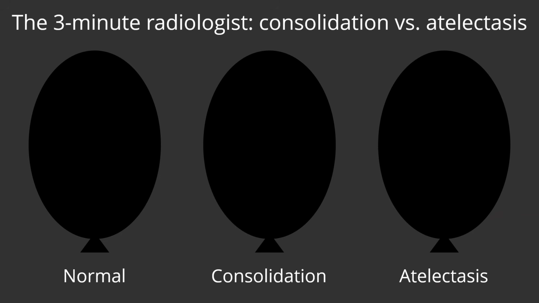An easy way to remember the difference between consolidation and atelectasis is to think of the lung as a balloon. The normal lung is filled with air and is black on X-ray. In consolidation, air is replaced by white soft tissue density like blood or pus. Lung volume is normal, but density increases.